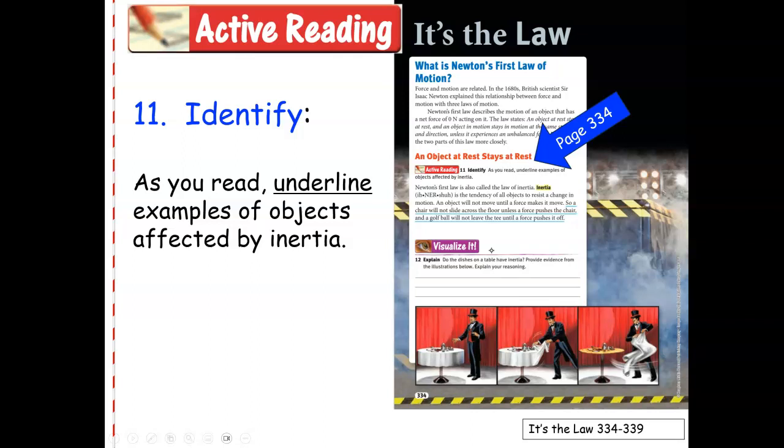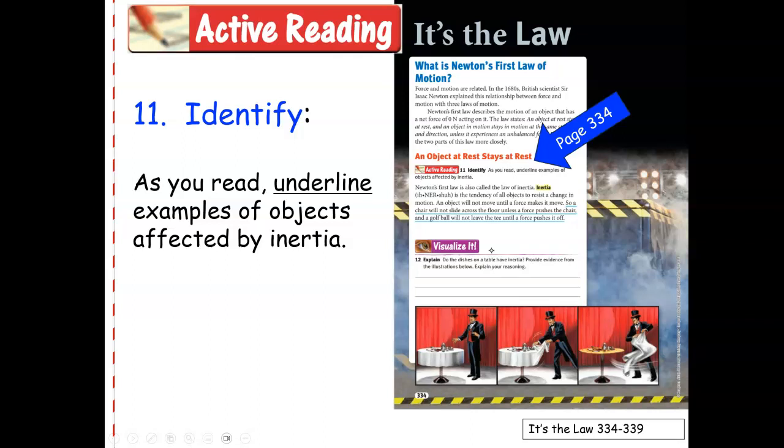So an object that's not moving is going to sit there until the forces on it are unbalanced. A ball will continue rolling on the floor until the forces are balanced. And remember, you have the force of friction going against the motion of the ball.